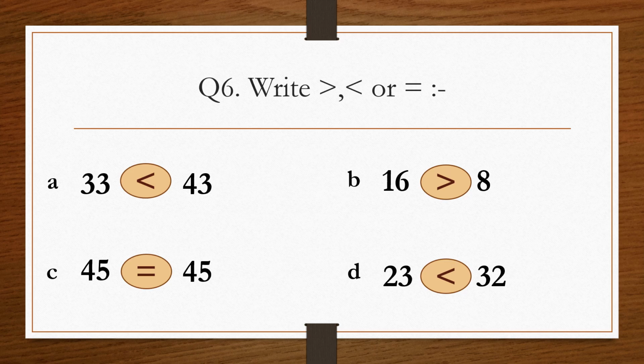Number C, 45 and 45. On both sides 45 is written. They are both the same. They are both equal. So we will use the sign equal to. 45 is equal to 45. Number D, 23 and 32. 32 is greater than 23. So you will put the sign of greater than. We will open the mouth of the sign towards 32.